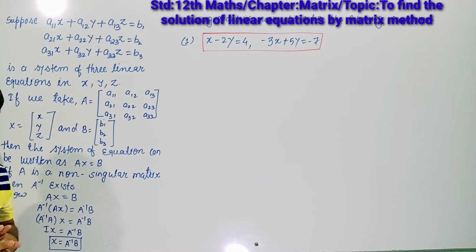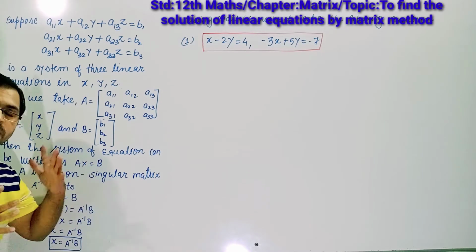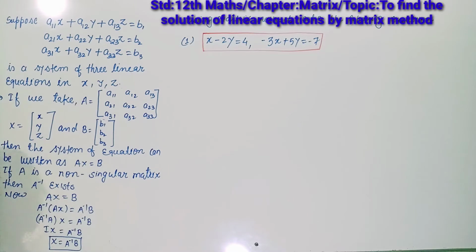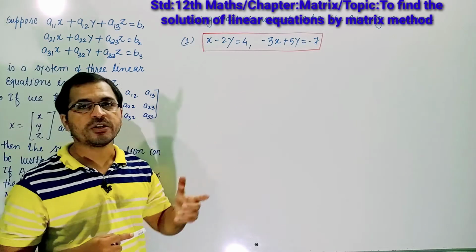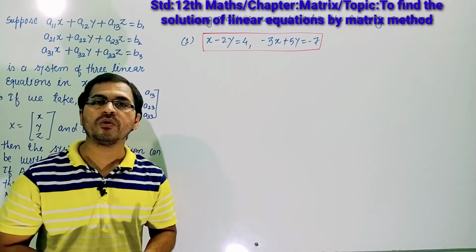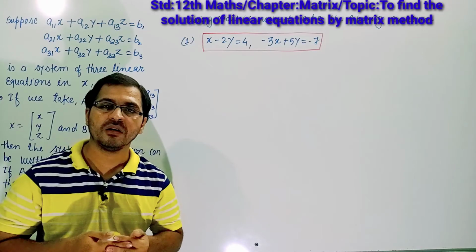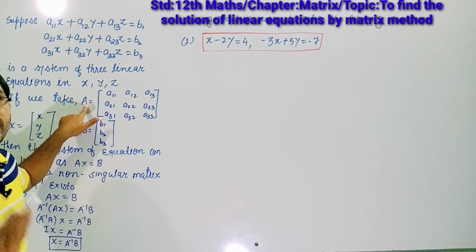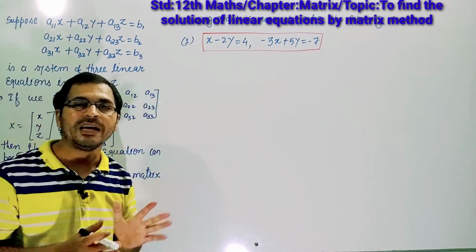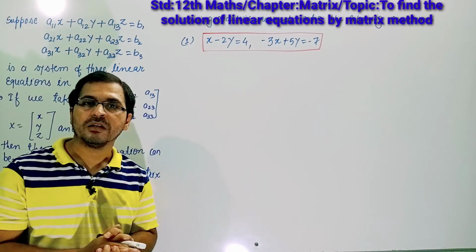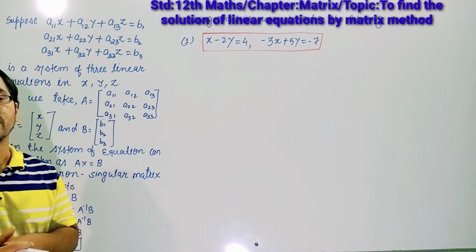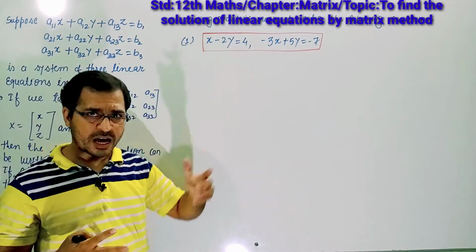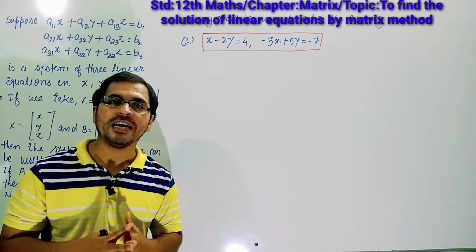Here we want to find the solution of the equations, so we have to find the inverse of the matrix. Whenever you are solving equations by the matrix method, you first have to check whether these equations are consistent or not. How can you check? Just find the determinant of matrix A. If you get any value other than 0, then A inverse exists. If you get the value 0, it means these equations are not consistent, and A inverse is not possible.